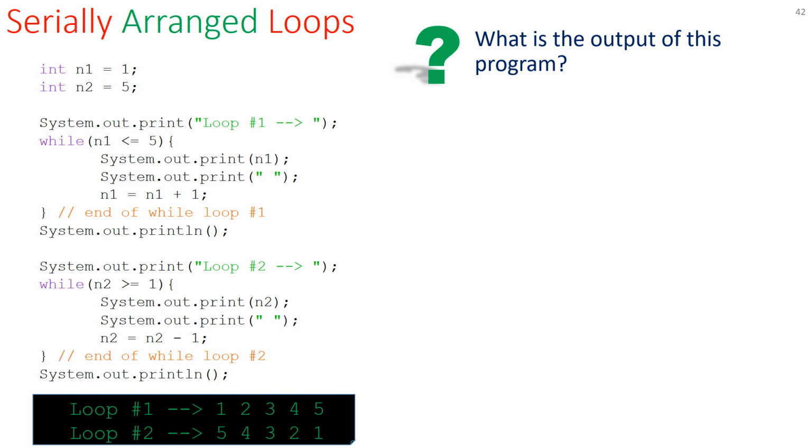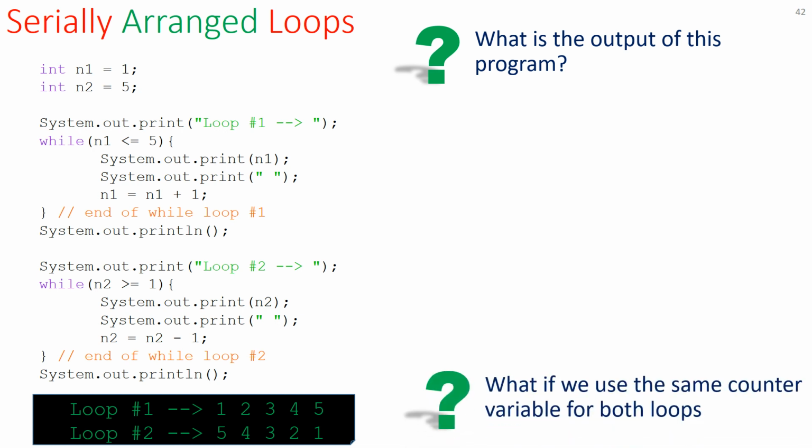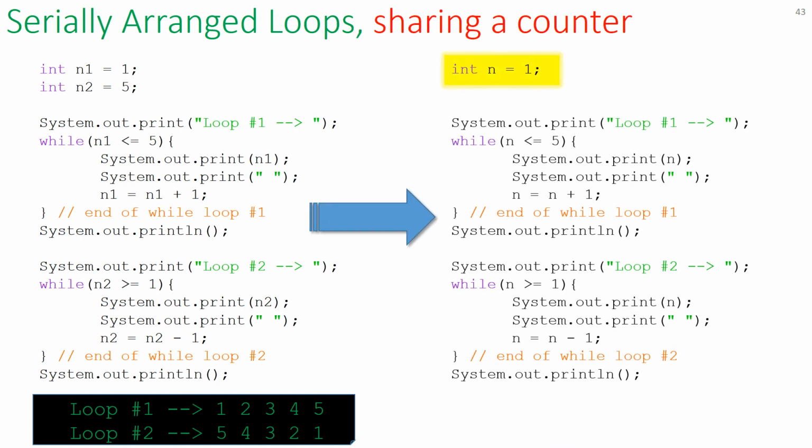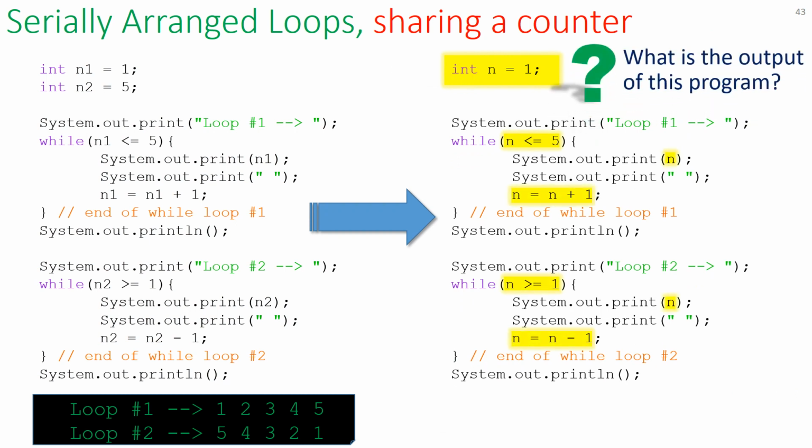All right, so count to 5, count down from 5. What if we change this code? Just to show you that details matter, right? I'm going to change this code, and here's the new version. The new version says, you know what? I don't need two variables, N1 and N2, because N1 goes from 1 to 5, actually 6. And then N2 goes from 5 to 1.